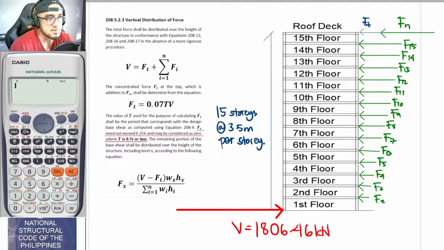That doesn't make sense, but anyway, in today's video we will now distribute the base shear that we solved for in the previous video to each of the stories, so to each of the floors. In doing so, we will be making use of this section in NSCP, section 208.5.2.3, or the vertical distribution of force.